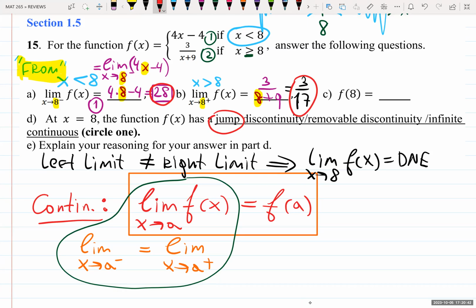What is f of 8? You need to look at where the equal sign is. You locate, identify the equal sign, and then plug your 8 into that function. 3 over 17 again, because I'm using function number 2. So that means from the right, the hole is filled, actually, but it did not meet whatever is from the left. Check the check.